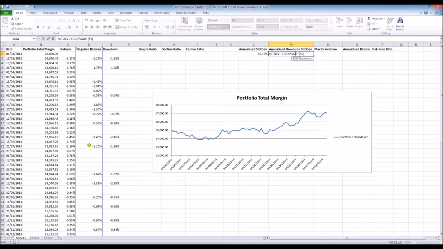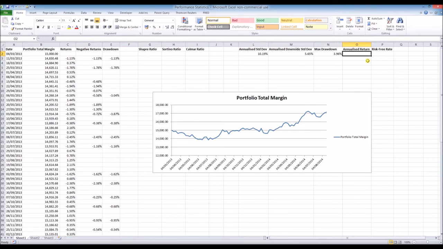So we can copy that across to the annualized downside standard deviation. So that's now using the negative returns only and doing the same thing. Max drawdown, all we do is we want the absolute value, so we want a positive number here, even though we know a drawdown by definition will be a negative return. We're going to return it as a positive number, so to do that we type ABS for absolute, and then we're going to take the minimum of the drawdown column. So we get a max drawdown figure of 3.96%.